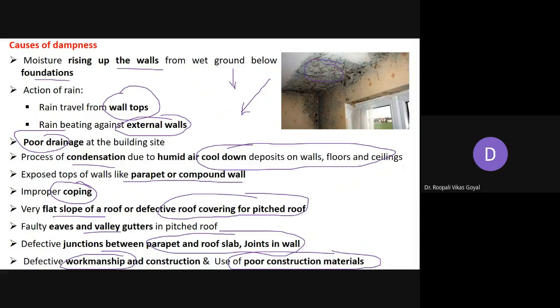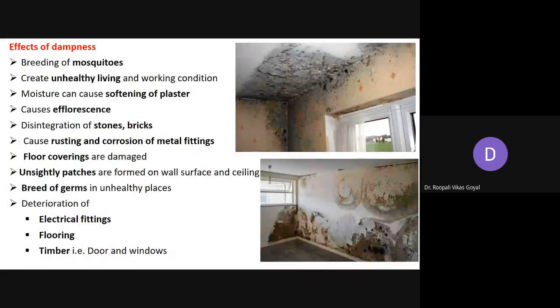So it is very important that we should provide a certain layer or certain treatment to avoid this dampness. These are the effects of dampness. It will give breeding to the mosquitoes. It will cause a very unhealthy living and working condition inside such a house. Also, it can cause the softening of the plasters. Plaster na popda nikal jaye, that type of thing that may happen. And it also causes efflorescence, that is white patches or white powdery kind of patches that can be seen in such walls.